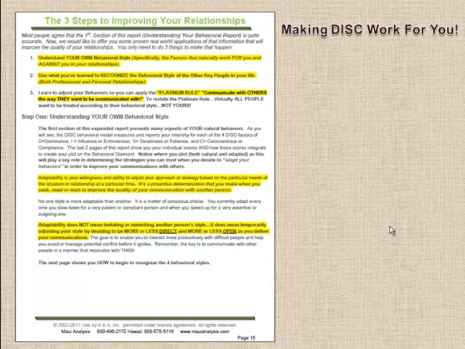Now we want to talk about how you can make this information work for you. And on page 15, we want to encourage you to carefully read this page. It comes down to really 3 steps that we'll talk about over and over again.